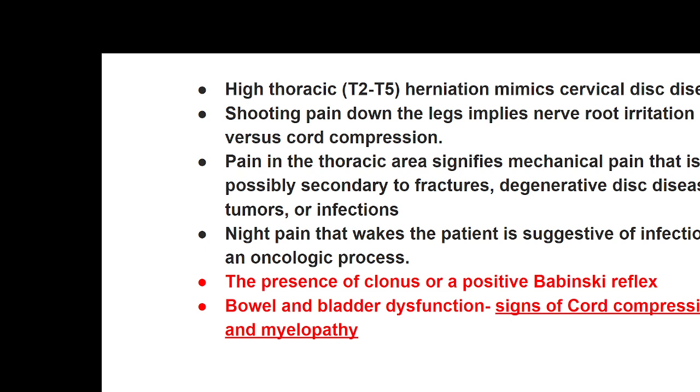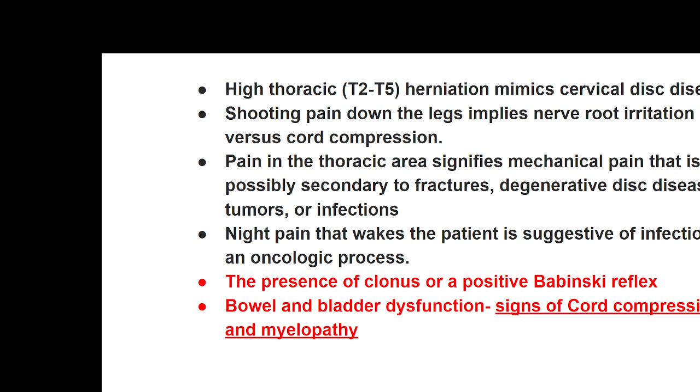The clinical symptoms will be high thoracic symptoms; the herniation conditions mimic cervical disease, with exactly similar clinical symptoms. Shooting pain down the legs suggests nerve root irritation and cord compression. And pain in the thoracic area signifies mechanical pain that's possibly secondary to fractures or degenerative disc diseases. Now, from the clinical point of view, whenever a patient comes with thoracic pain, it's absolutely necessary that you go for all the investigation protocol, because a simple disc bulge would be less common, and most of the time there will be some serious underlying pathology, either like tuberculosis, tumor, etc., which require a more energetic and specific treatment.